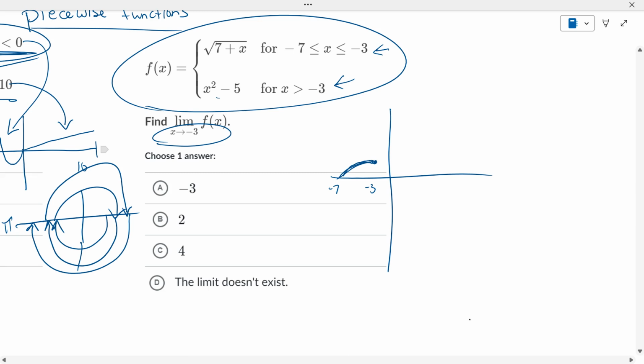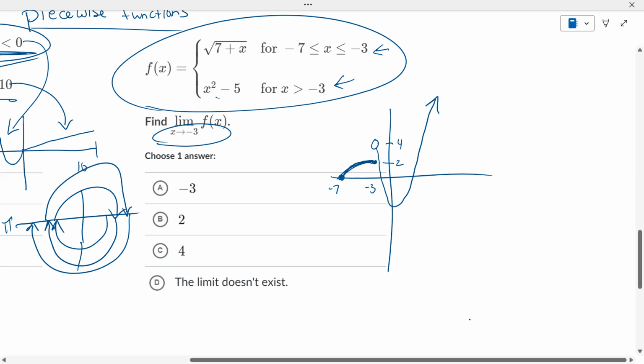And then if we put -3 into here, what's -3 squared? 9 minus 5 is 4. So this is 4. This is 2. And this is 4. And x squared minus 5. So then if we put in a 0, we're at -5. So this function goes down like this. Like this. Okay, this is the piecewise function.